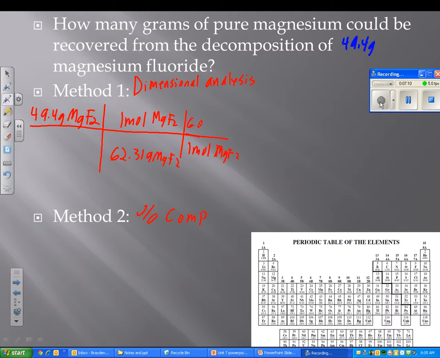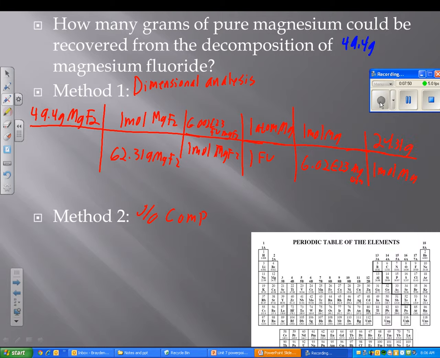And 1 mole of magnesium fluoride has Avogadro's number of particles, which will be formula units. And then in every 1 particle, there's 1 atom of magnesium. Then in every mole of magnesium, you have that many particles. And every 1 mole of magnesium has a mass of 24.31 grams.